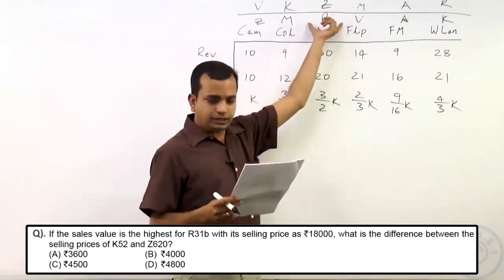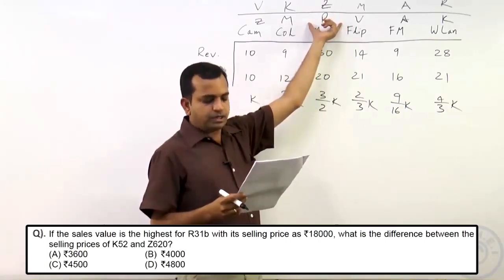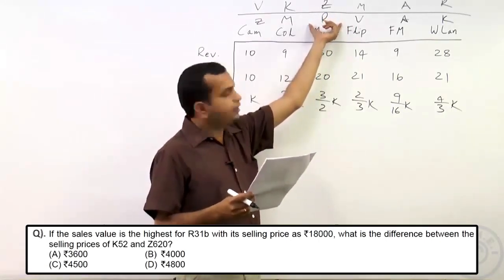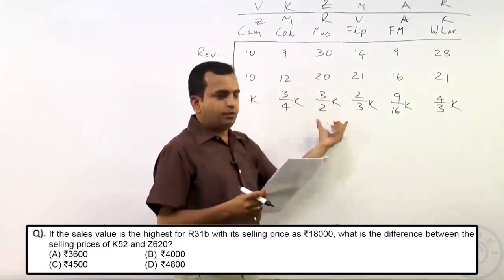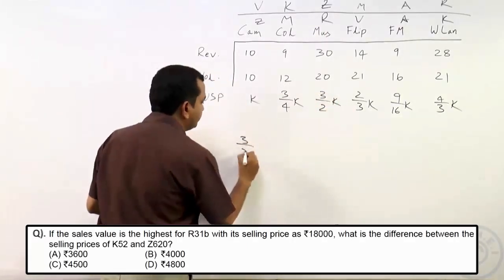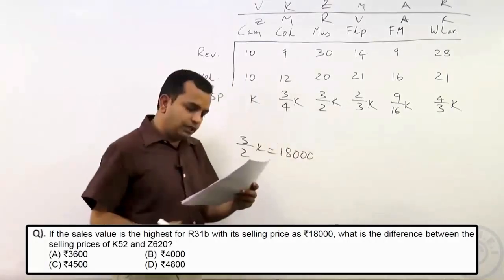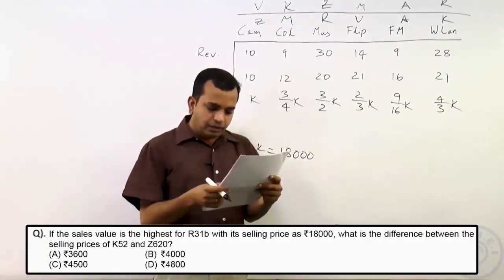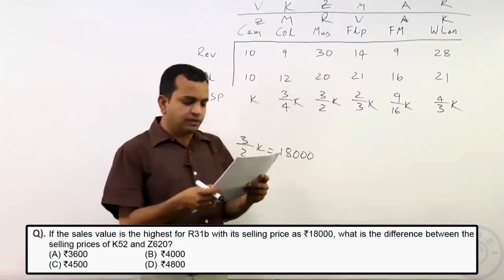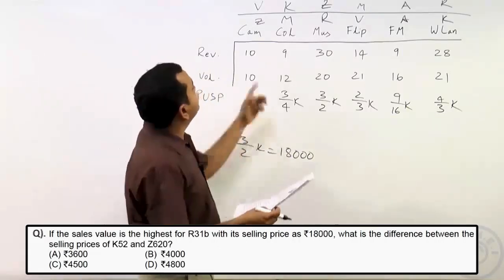We need to look at case 2. Now, if we look at case 2, it is given that the selling price of R is 18,000, which means 3/2 k is 18,000, which means we can find out the value of k. And if we can find out the value of k, we need to find out the difference between the selling price of k and z.